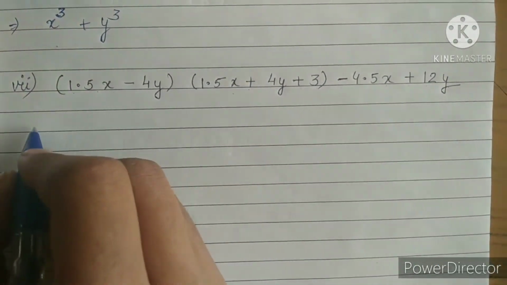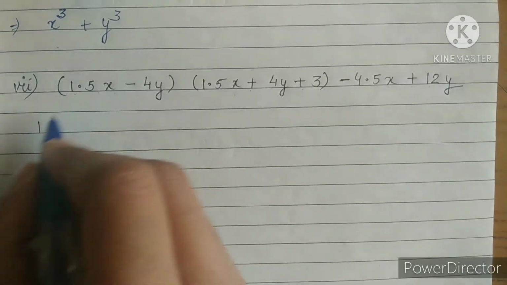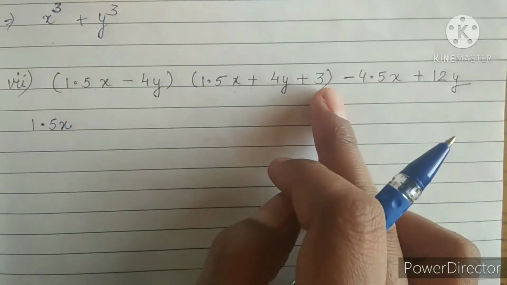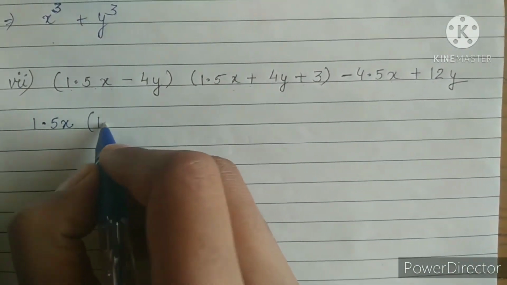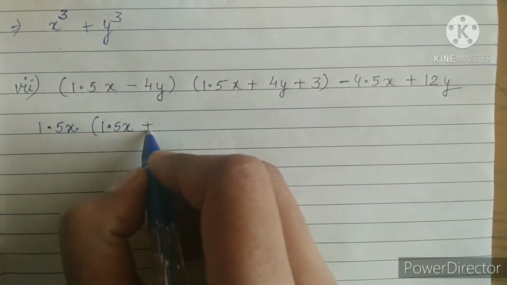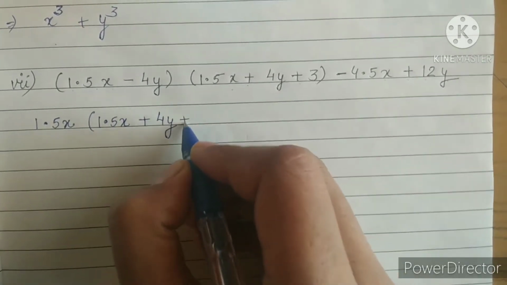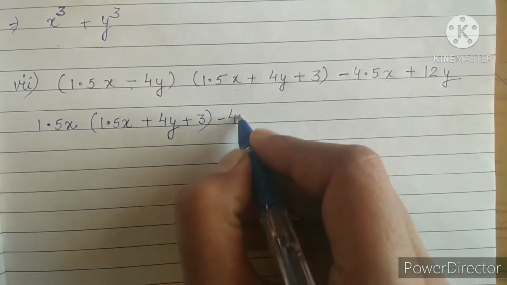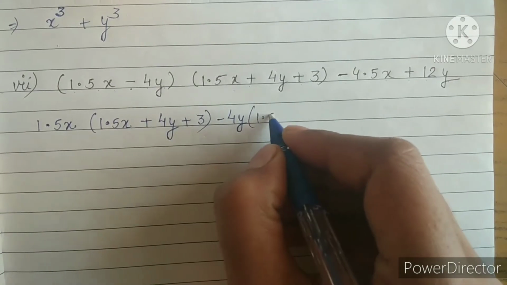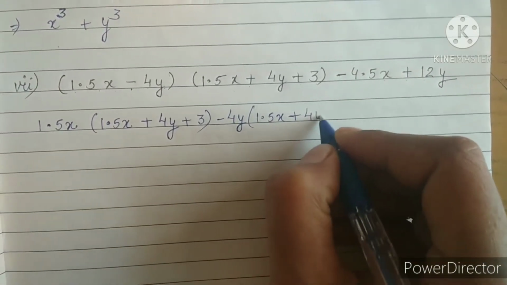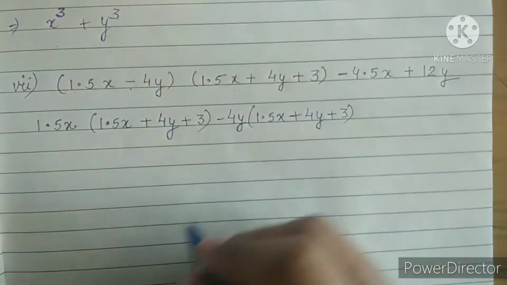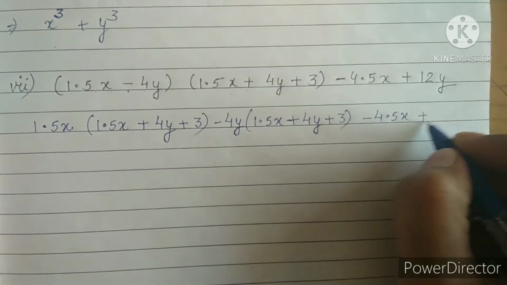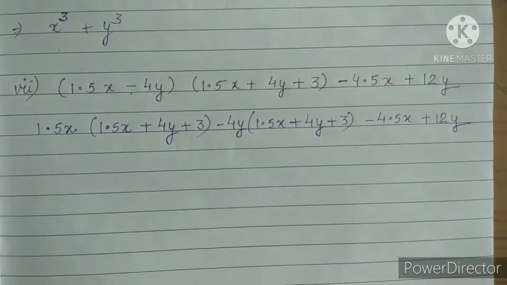So the first term of the first expression is 1.5x, it will multiply by the second expression, 1.5x plus 4y plus 3. Now minus 4y will multiply by 1.5x plus 4y plus 3. Now minus 4.5x plus 12y stays as it is.